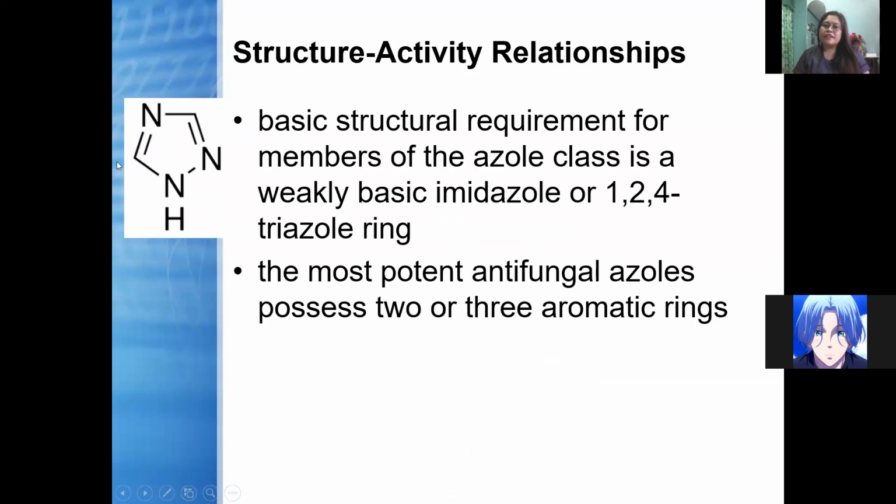This is a 1,2,4-triazole ring. So you have 3 nitrogens there. Again, 1,2,4-triazole ring. That's the one responsible for the activity of our azole antifungal. That is the one that will inhibit the enzyme, the C14 demethylase enzyme in converting lanosterol to ergosterol. And another thing that you have to take note when it comes to the structure of our azole antifungal is that the most potent na mga azole antifungals actually possess either 2 or 3 aromatic rings or the benzene rings. Para maging potent siya, dapat na siya at least 2 or 3 aromatic rings.